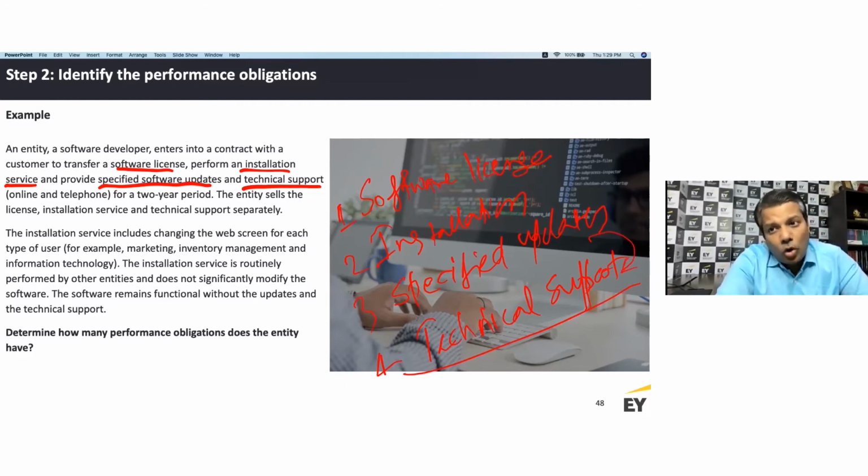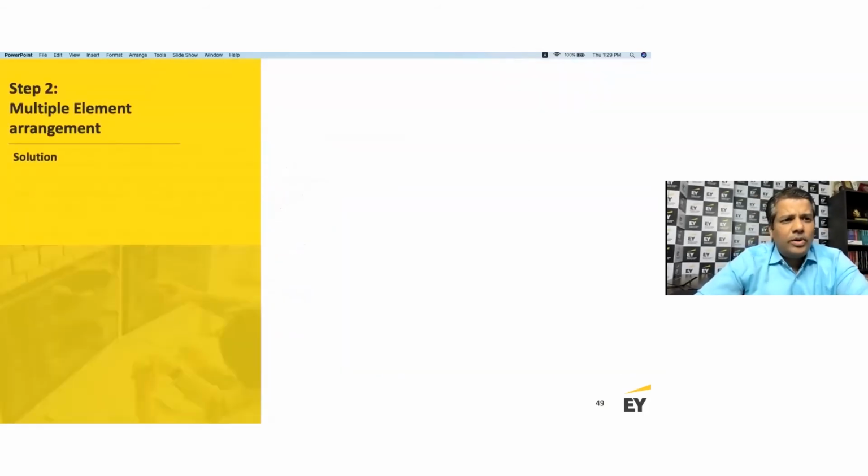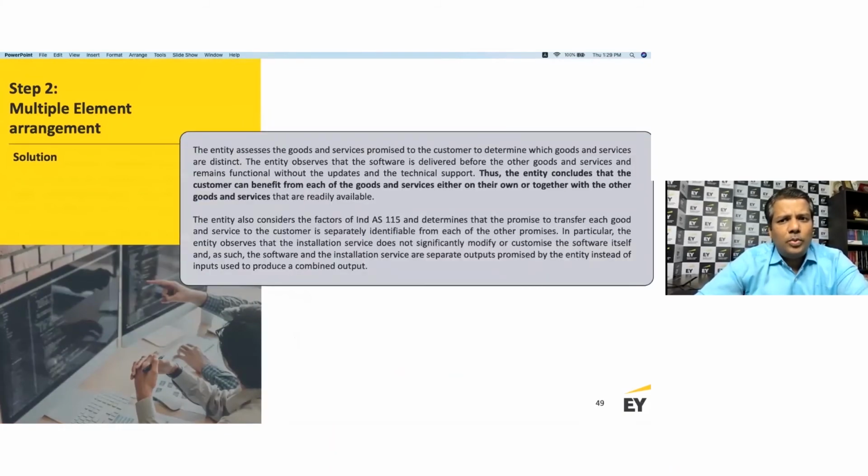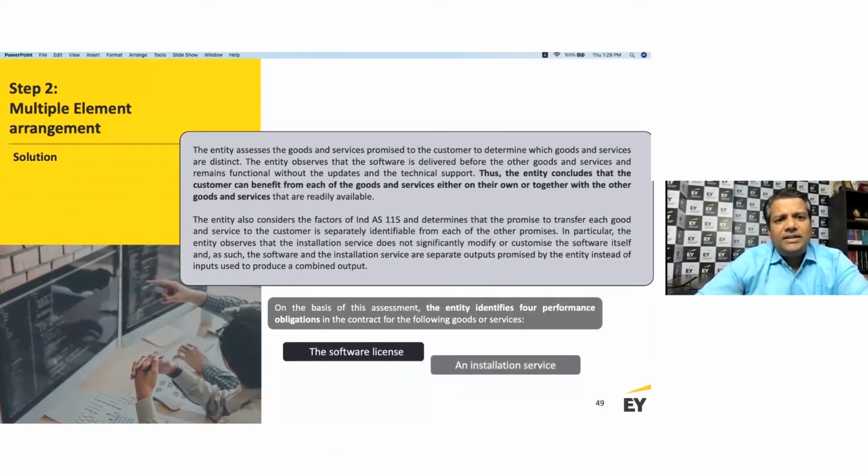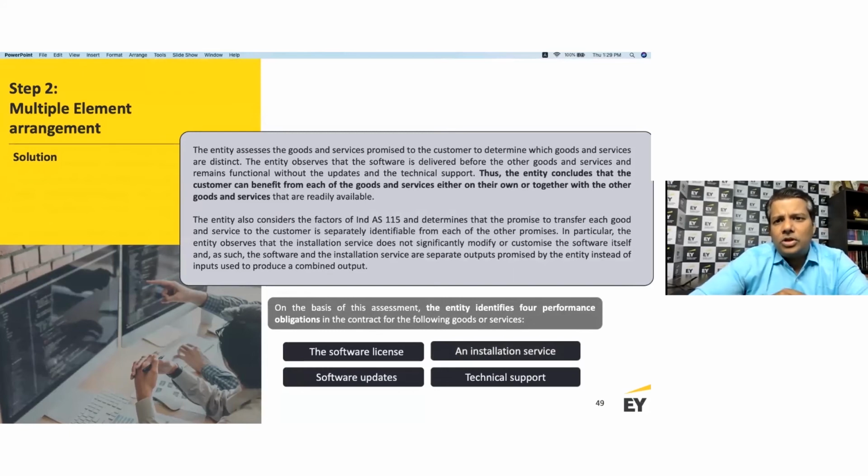Unspecified updates are not considered as a separate performance obligation. They are a performance obligation, but they are part of maintenance, right? That becomes part of, combined with the maintenance. That's where, in a way, you look at them as separate. But here it is specified updates, right? Now, when I look at the solution, it suggests that there are 4 performance obligations here, right? Which is the license, the installation, the update, and the technical support.